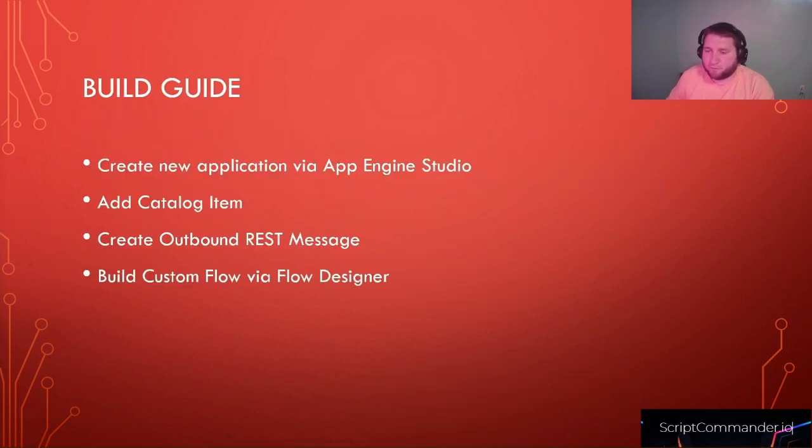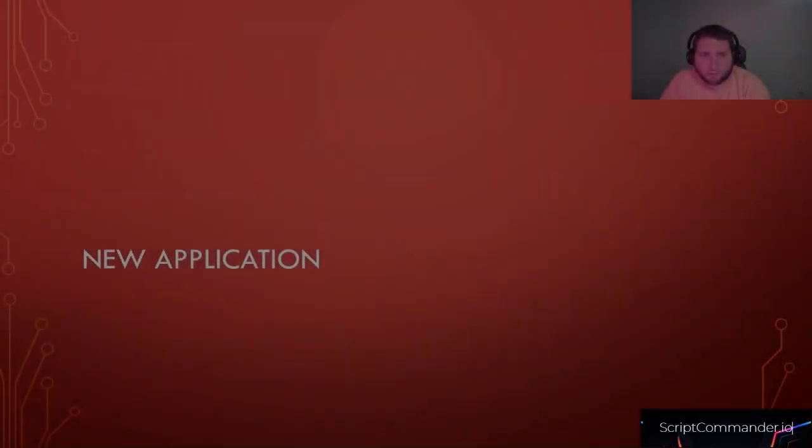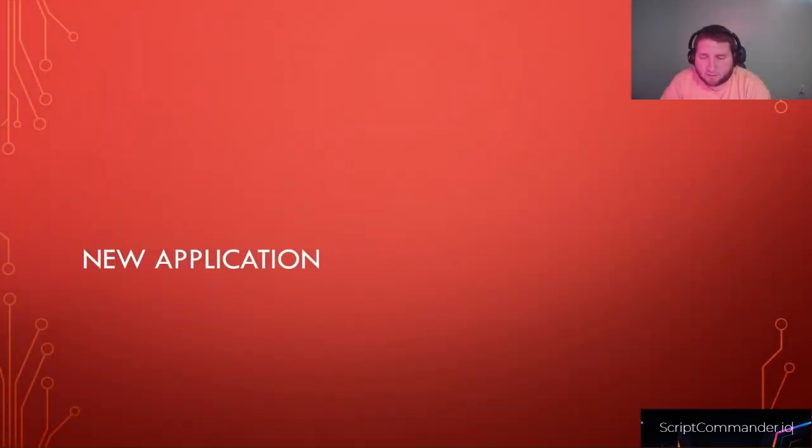So a quick overview of where we're going today. We're going to quickly go over how to create a new application via App Engine Studio, and then how to build out a standard catalog item. Then we're going to build a couple outbound REST messages, and then finally we're going to build that custom flow. With our overview out of the way, let's jump into building that application inside of ServiceNow.